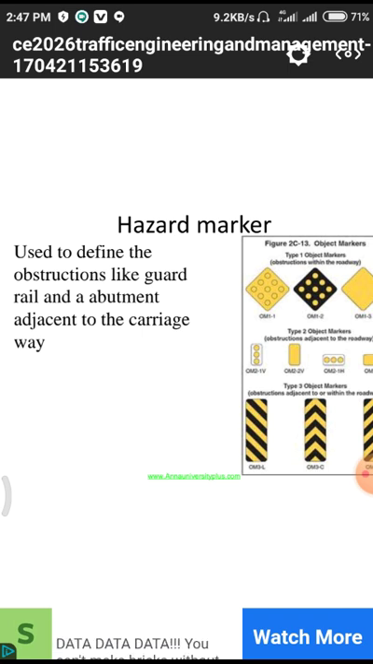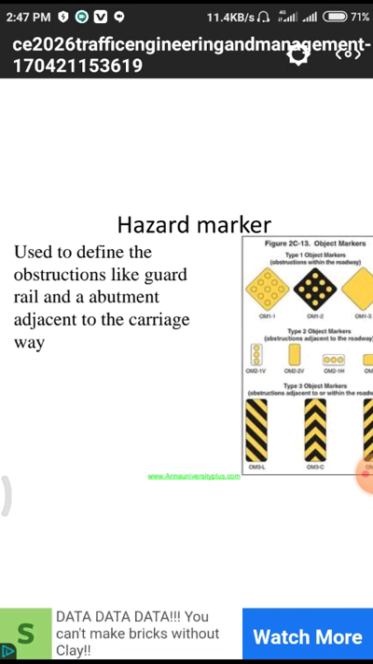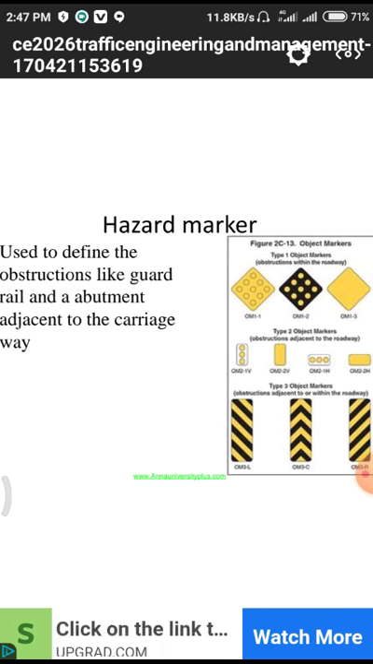Next one, what is a hazard marker? Normally hazard means danger. Hazardous accidents occur in some particular areas, and due to those hazardous things many lives are lost, as we simply observe in news and papers. Hazard means a dangerous activity, so to eliminate those dangerous activities on the roads, we have to provide these markers.